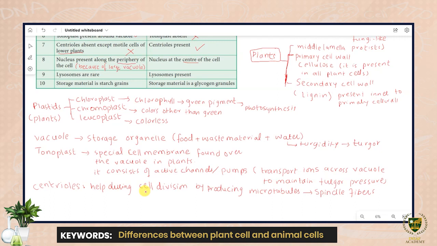Next one are the lysosomes. So dear students, the lysosomes are the organelles that consist of the digestive enzymes. They have got strong digestive enzymes, hydrolytic enzymes. So they are very rare in the plant cells, while in animal cells they are present. Clear? And the 10th one is the storage material in plants, which is starch.